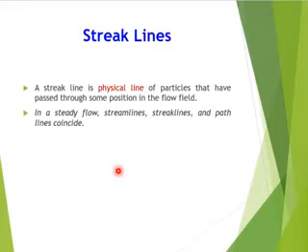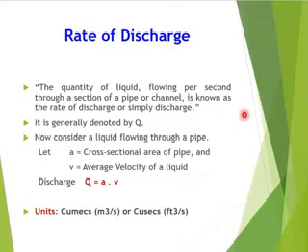So these were a few important definitions, and now let's move towards the equation of continuity. Before moving towards the equation of continuity, first we have to describe rate of discharge. So what is rate of discharge, or simply discharge? The quantity of liquid flowing per second through a section of pipe or channel is known as rate of discharge, or simply discharge. In fluid mechanics, we denote discharge by capital Q.